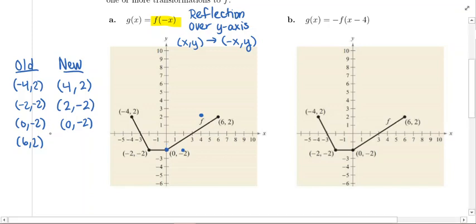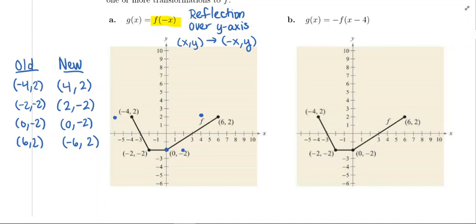All right, the last point, 6, 2, this guy, where does it go? We need to change the sign of the x coordinate, keep the y value the same. So it is headed to negative 6, 2, which is right here. Okay, again, you could have looked at this point right here at 6, 2. It is 6 units to the right of the y-axis. So if you fold the sheet of paper, it's going to get sent 6 units to the left of the y-axis.